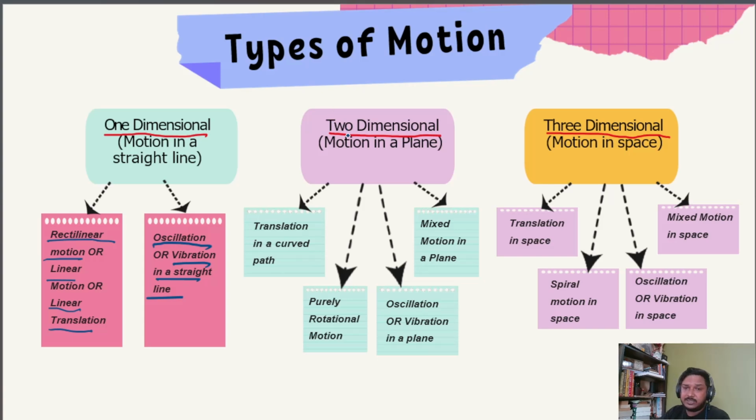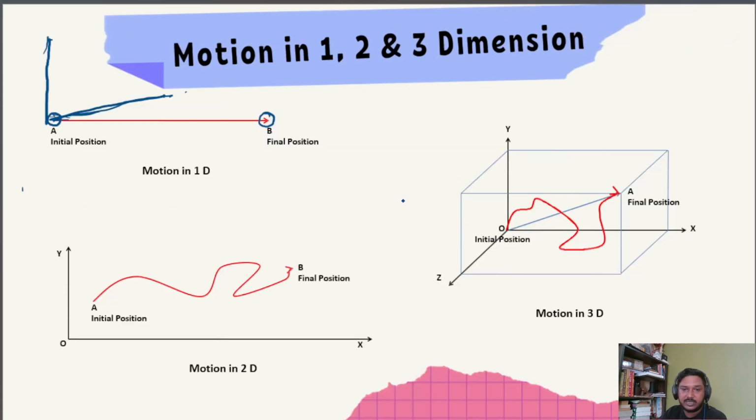Now let us see what is a two-dimensional motion and how it is classified. So two-dimensional motion can happen in four different ways, as you can see on the screen. The first one is a translation in a curved path. Okay, translation in a curved path. What is that? Let us go to this one.